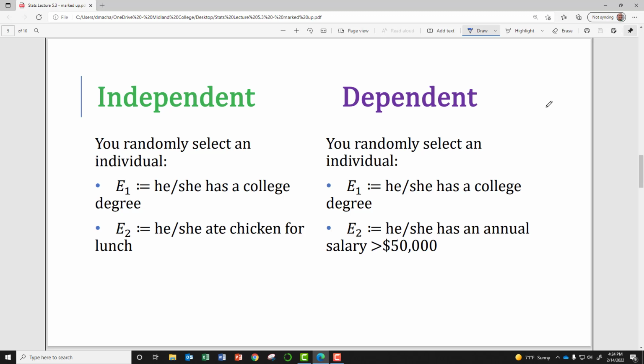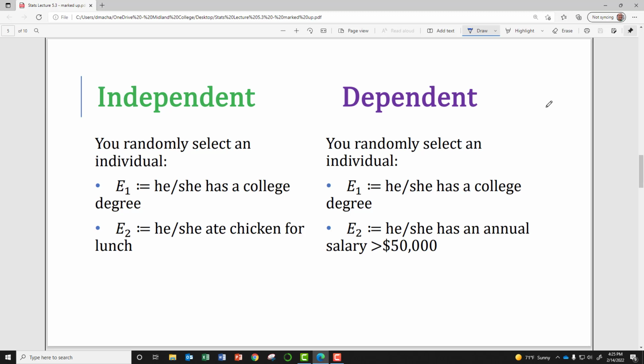If you were to randomly select an individual from the residents of the United States, and we say E1 is that the individual has a college degree, and E2 is the event that the individual ate chicken for lunch. Those would be independent because, whether or not you have a college degree probably doesn't affect very much the probability that you ate chicken for lunch.